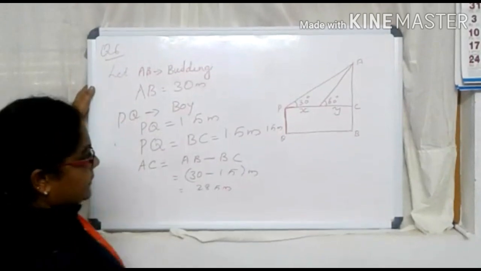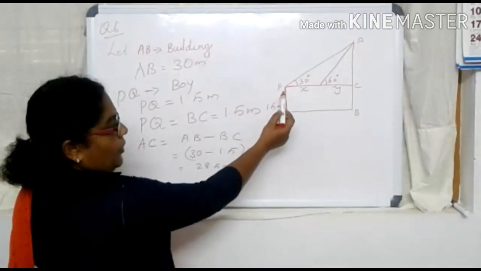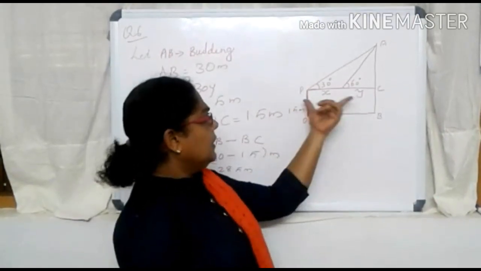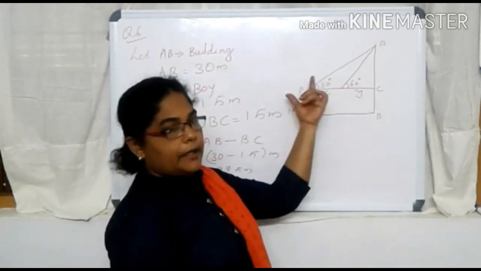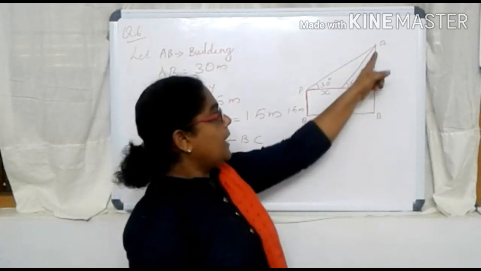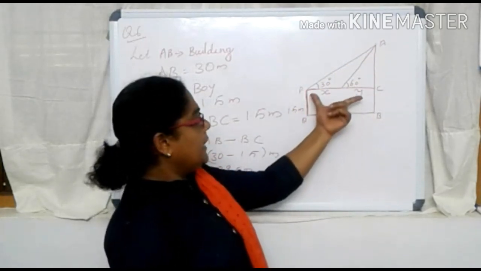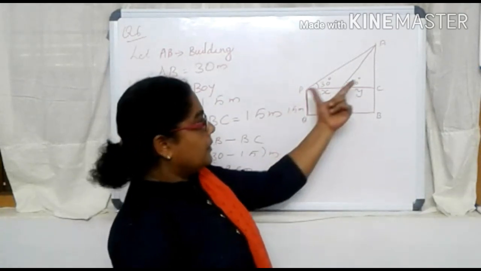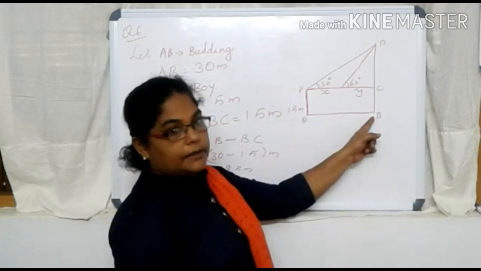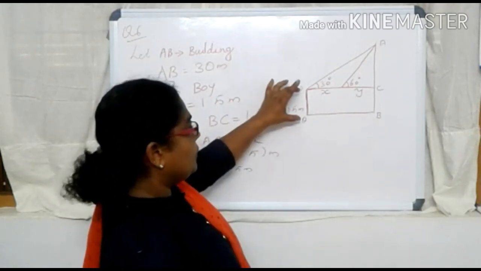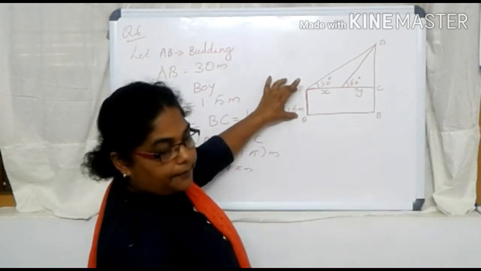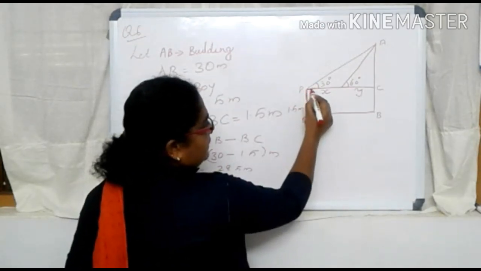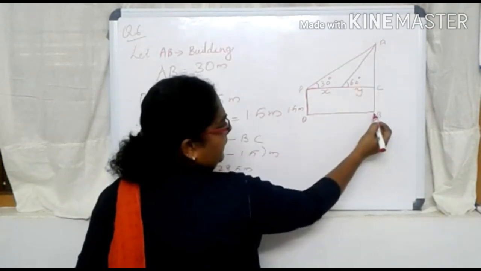Next, question number 6. It is given that a boy of height 1.5 meter is standing a little away from a building. Here AB is the building, and he is standing at the position of P. The height of the building is given as 30 meter and the height of the boy is given as 1.5 meter. Now we know this is 1.5 and this is P. AB is the building.